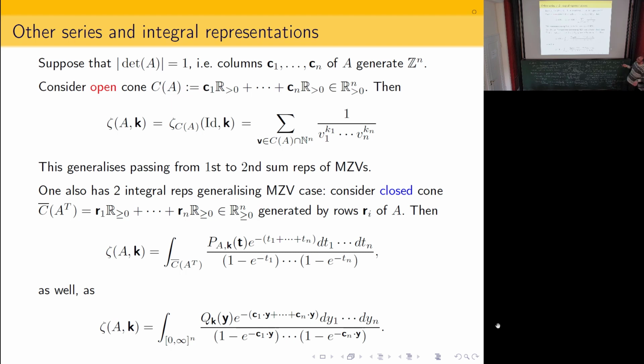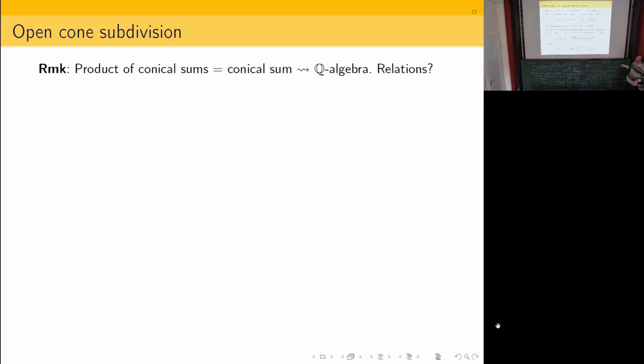Okay, and as in the case of multiple zeta values, now you have two different families of relations which are related to these two different viewpoints on the numbers. So there is the open cone subdivision. Well, first of all, it's immediate to see that a product of conical sums is again a conical sum. So you want to look for relations in this algebra. And here is an example.